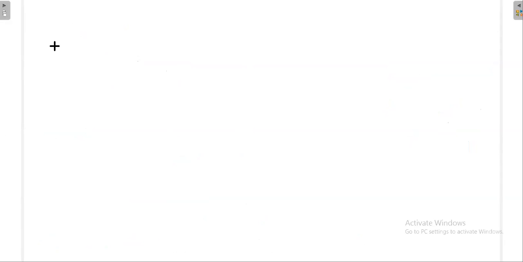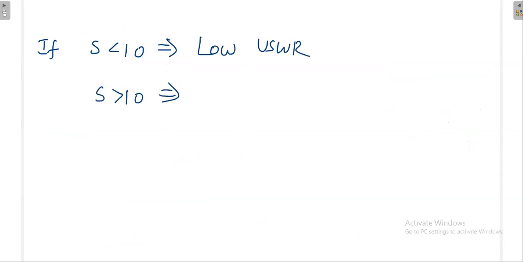Next, based on the VSWR value, there is low VSWR and high VSWR. If the S value is less than 10, that is called low VSWR measurement. If the S value is greater than 10, that is high VSWR measurement. Sometimes we may use separate measurement techniques for low and high, but I'm not going into detail. Then next I will go to the propagation of waves.